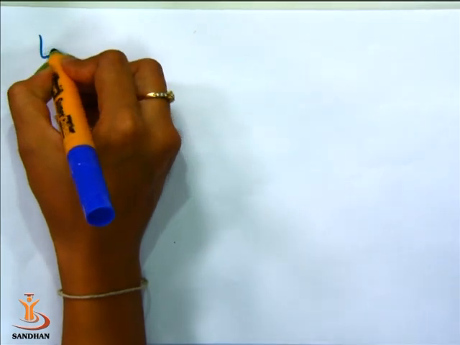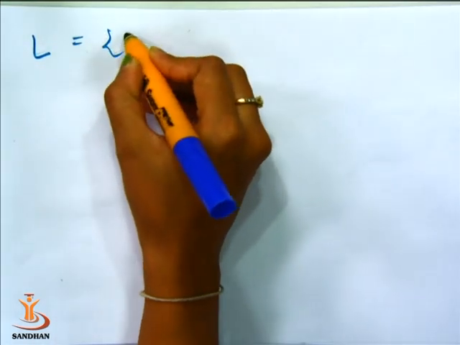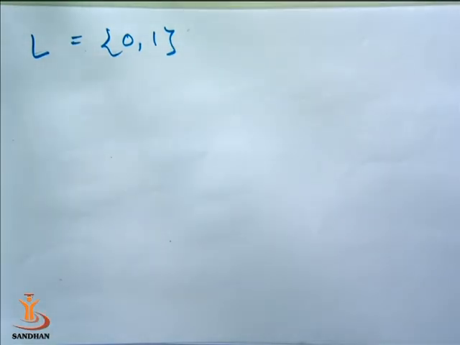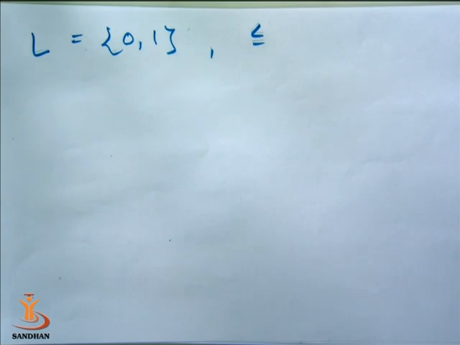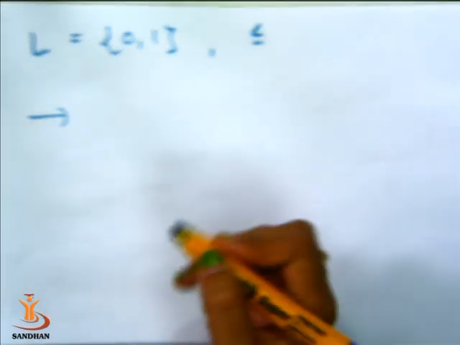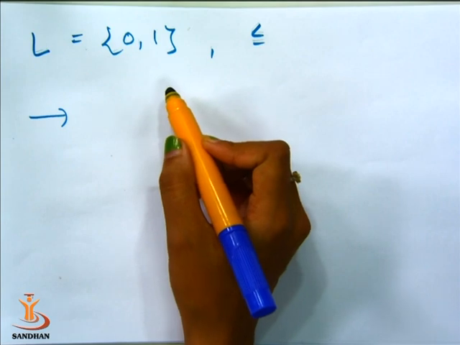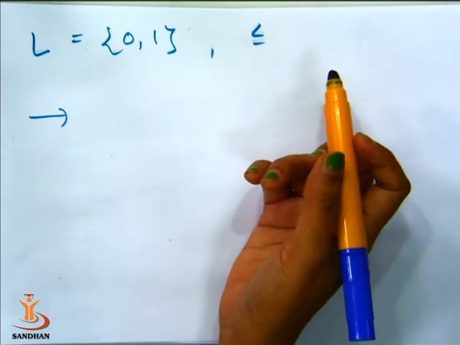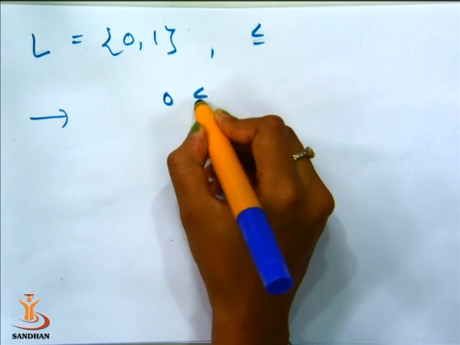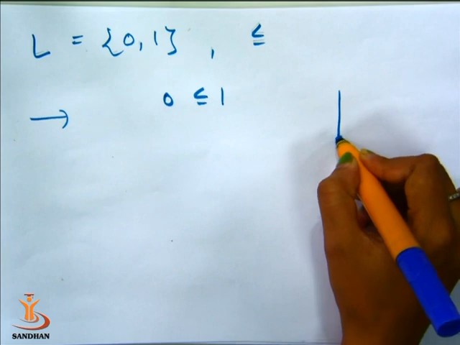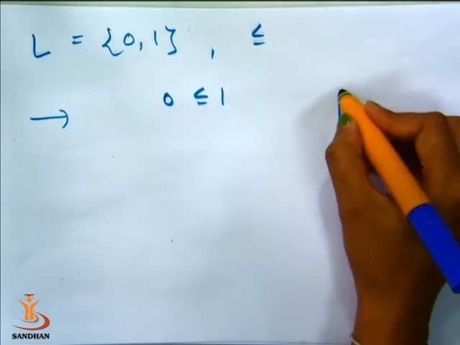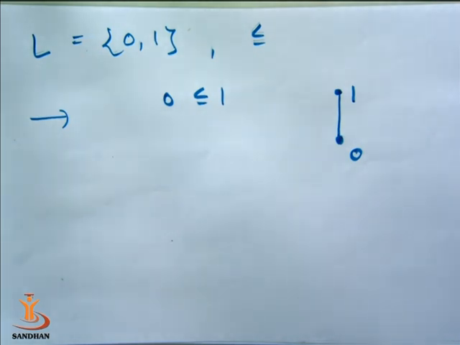So for the next example, we have a new set here. L can be defined as containing only two elements, 0 and 1, with the relation less than or equal to. So it is the easiest example. We can see here only two elements, 0 and 1. Our relation is less than or equal to, that is 0 is less than or equal to 1. So simple, it is a chain. The least element is 0 and the other element is 1. So this is the simplest Hasse diagram.